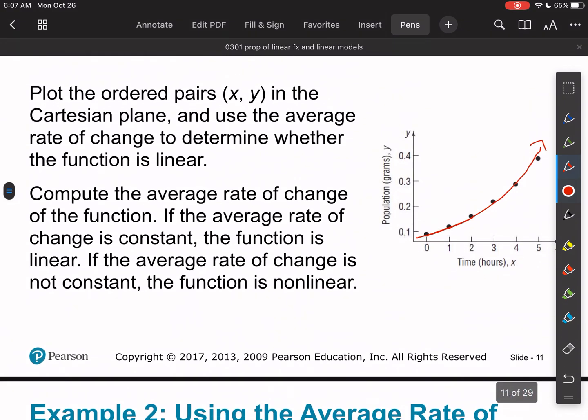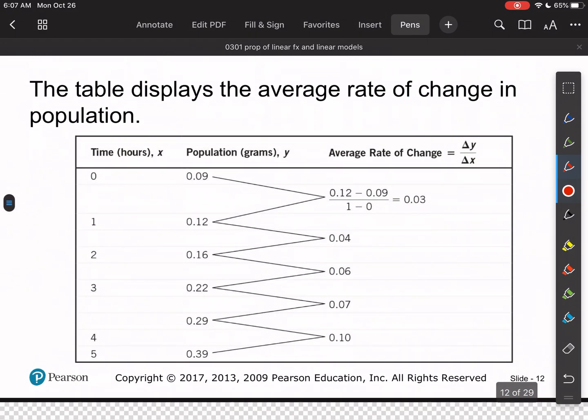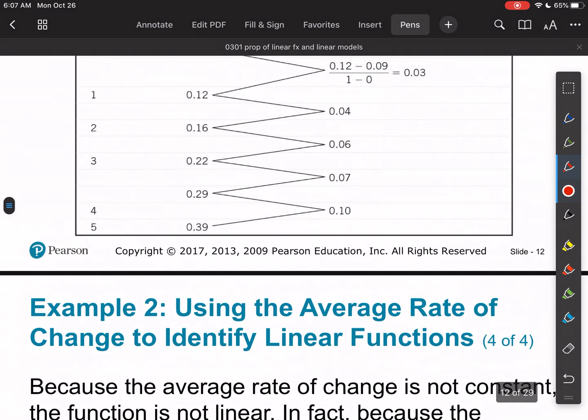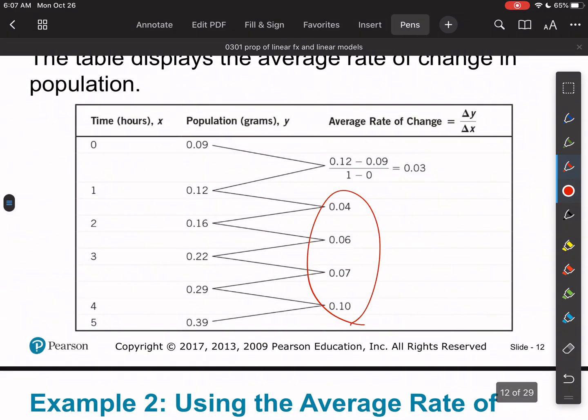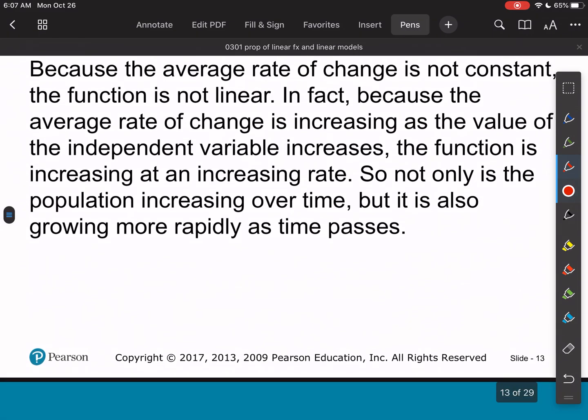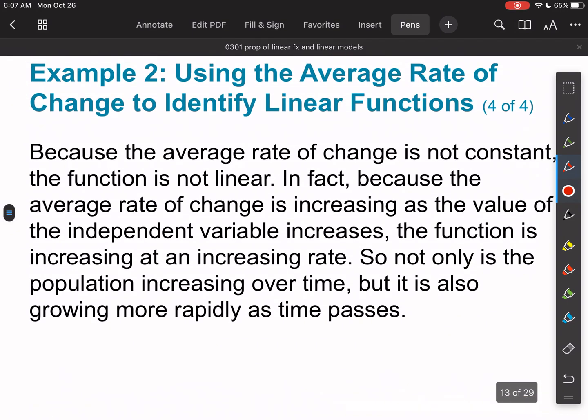the same time frame. All right, so this just goes through getting those answers that we just got, right? Then here's the explanation. Because the average rate of change is not constant, the function is not linear, as we talked about.